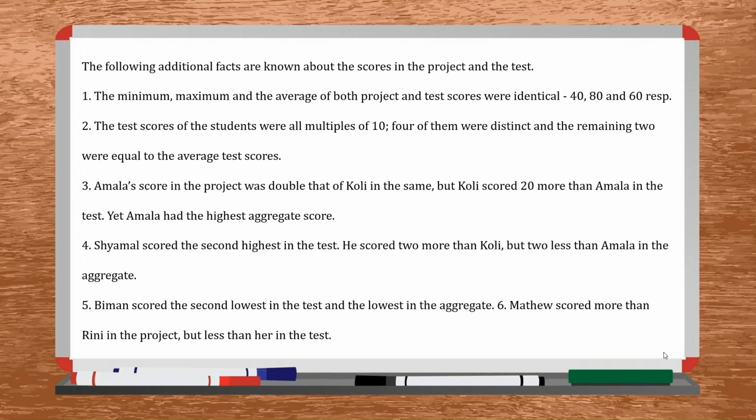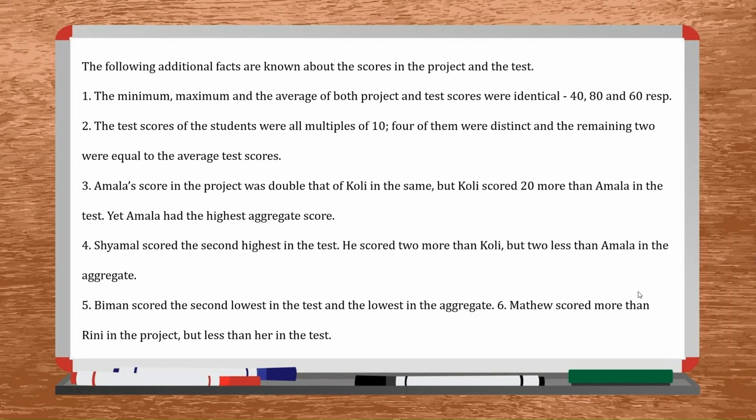Then we have a lot of information given along with this main information, which CAT calls additional facts. So if you see points 1 and 2, they are mostly related to what values are present for the given scores for test and project evaluations. For example, the minimum, maximum, and average is 40, 80, and 60 respectively. Then all the test scores are multiples of 10, and four of them are distinct, and two of them are equal to the average test scores. So this is related more to the different kind of values that we have for the scores.